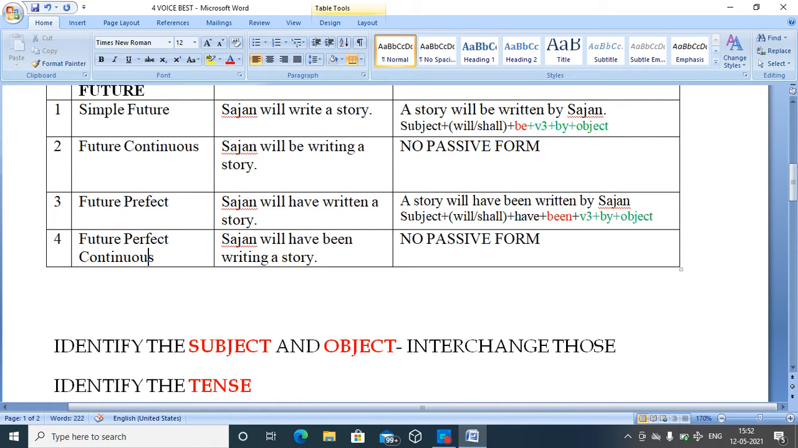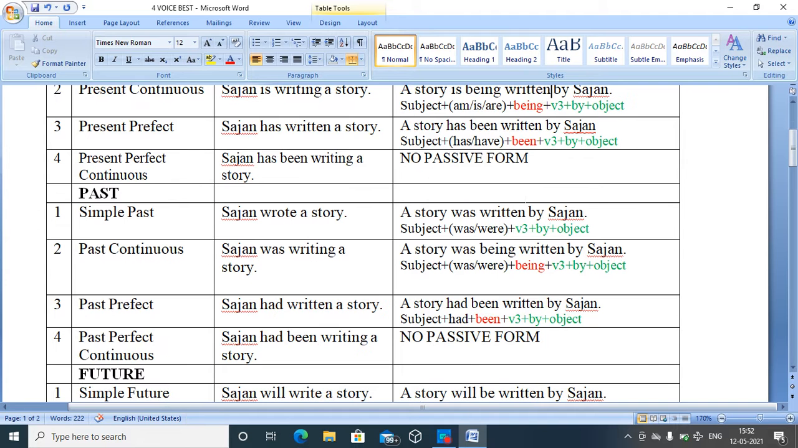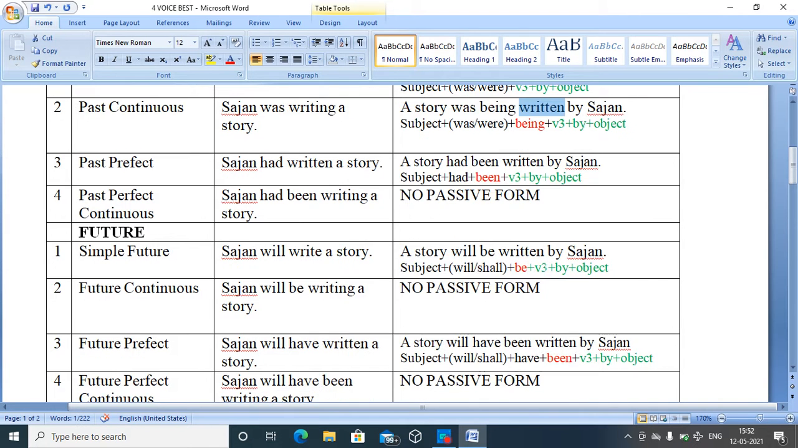But in every other part you can see that in the passive form the V3 form only is used. Whether it is simple present, present continuous, present perfect or any other past form like simple past, past continuous. Everywhere you can see V3 plus by plus object. So every time we need the V3 form of the verb.